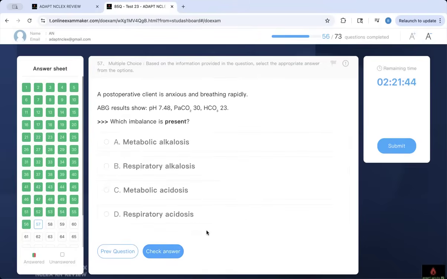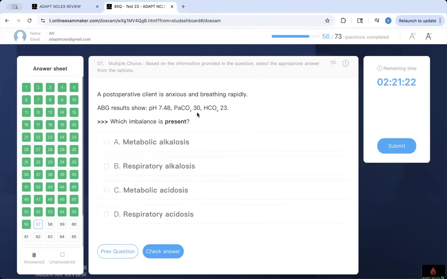The post-op client is anxious. That means you got to breathe very fast and breathing rapidly. This is the ABG. pH 7.48, CO2 30, bicarb of 23. What is the acid-base imbalance present? What do you think? Pick your answer, let me know.